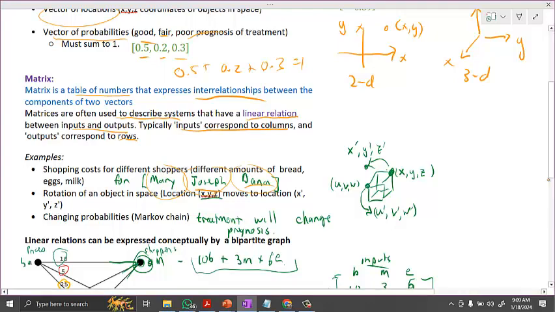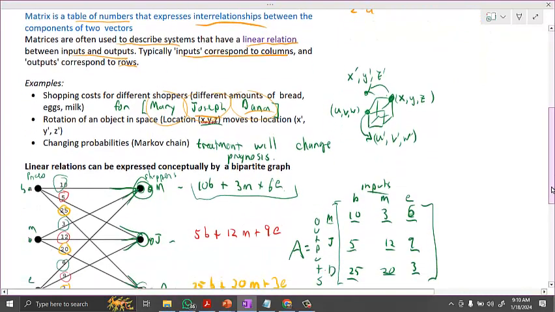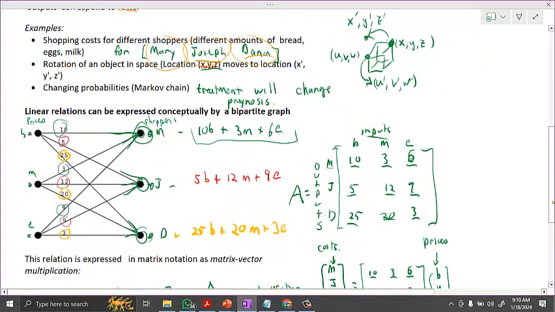For instance, I have this picture down here. What I've done here is I've drawn the prices here: bread, milk, and eggs. This is Mary, Joseph, and Dana. And then I've drawn a connection between each node here and each node here. All right? So, why have I drawn this connection?